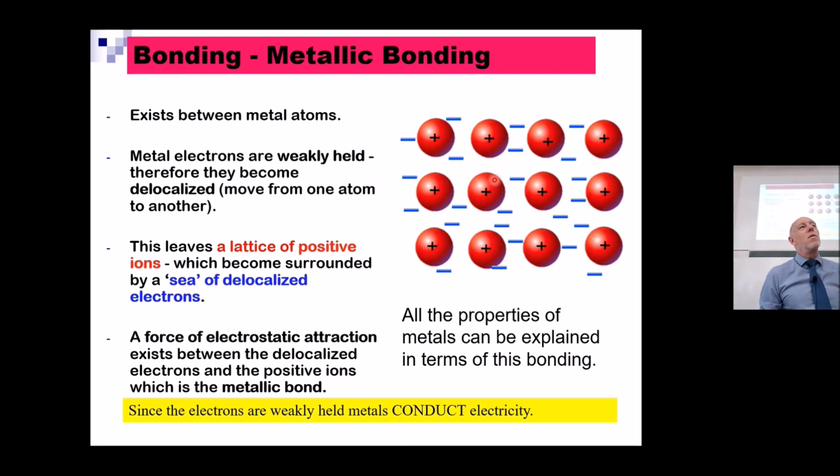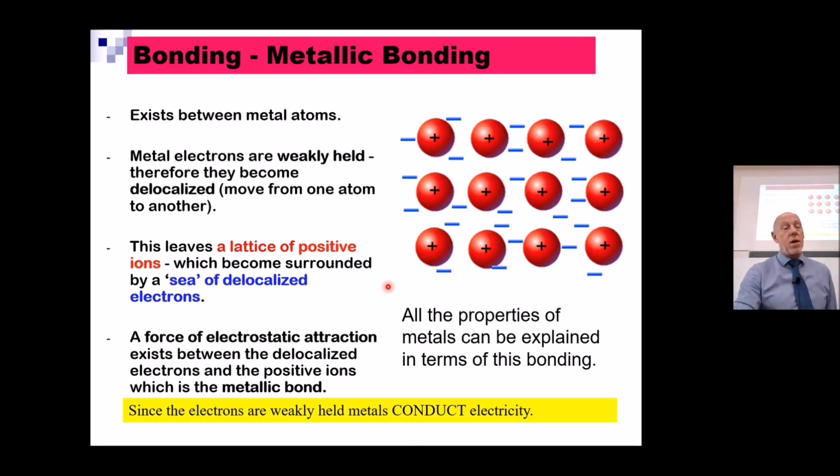You bend the metal with the positive ions staying in place. Yes, they do. So that's metallic bonding. And if you understand metallic bonding, all the metallic properties make sense: the conductivity of both electricity and heat, the fact that they are malleable, the fact that they're shiny, all of those can be explained from the metallic bonding.